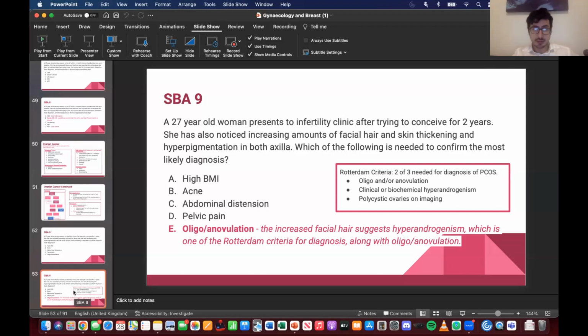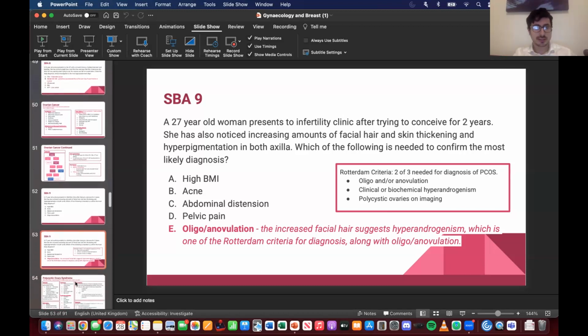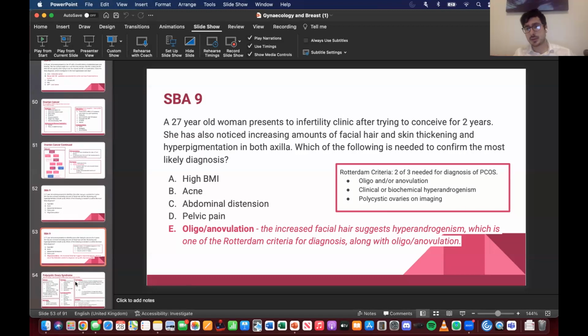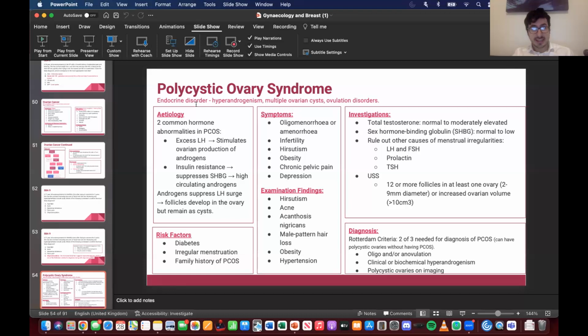So in this case, we have the clinical findings, or polycystic ovaries on imaging. Only 2 of the 3 is needed. You can be diagnosed with PCOS without polycystic ovaries on imaging. This is an endocrine disorder, really, characterized by multiple cysts, ovulation disorders, and increased androgen.